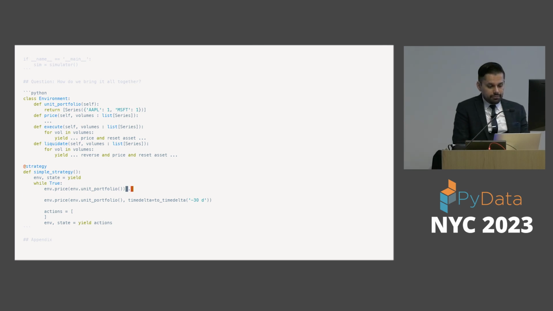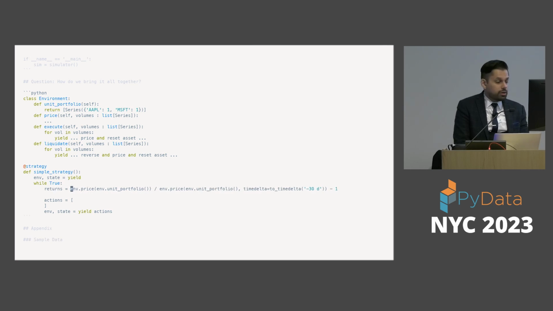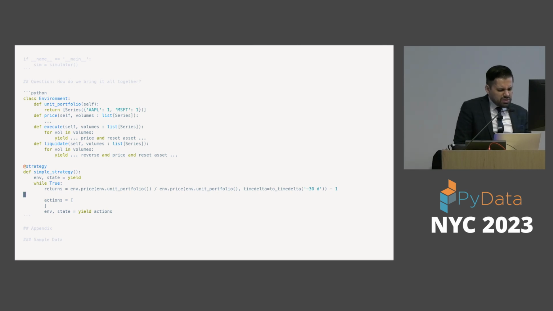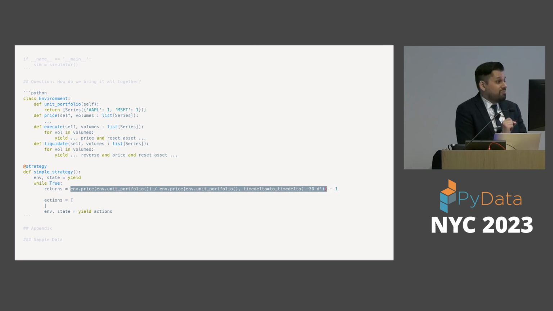You divide that and subtract 1, and these are your returns. And again, this is actually fairly straightforward pandas work. You're just pricing things, you're just constructing pandas series, everything's just operating on pandas series, and you get your returns here. The one kind of clumsy thing here is that this division won't work. Because remember, we return a list of pandas series, so we lose some of those operations.